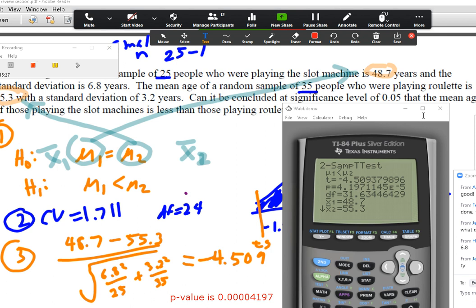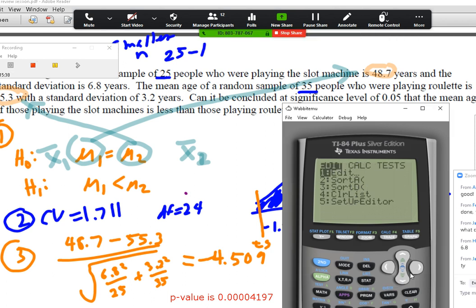Alright, good. You want me to show you that again, or are you all good? Again, that's Stat, Test, Two-Sample t-test, right, because it's just like a t-test, only it's two of them, so two-sample t-tests, and then Statistics, and then input your data here.